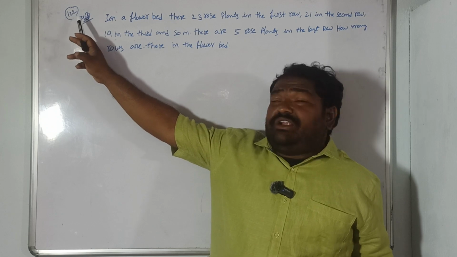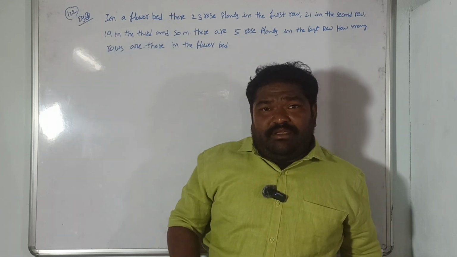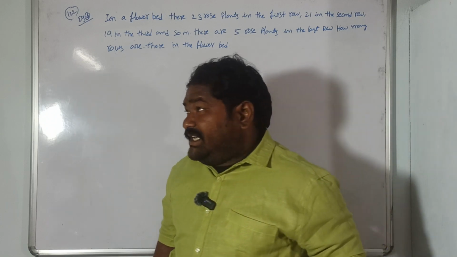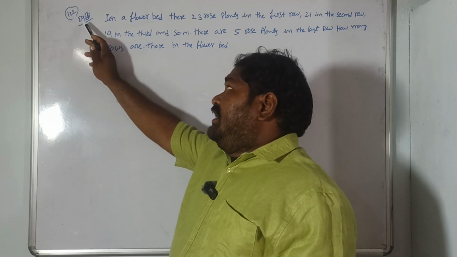In this video we are going to do 5th chapter Arithmetic Progression. In the previous videos you can go through the playlist and please check it out. Now page number 122 in Arithmetic Progression, example 10.